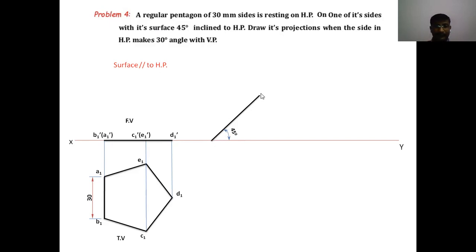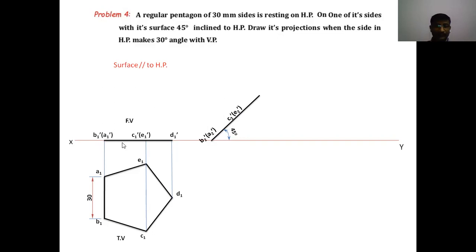Draw an inclined line at 45 degrees, where the length of the inclined line must be equal to the front view length. This length, from B1 dash of A1 dash to E1 dash, will be reproduced again in the second position. Okay, locate the corresponding points in the second stage: B2 dash of A2 dash, C2 dash of E2 dash, and D2 dash. Like that, you have to locate the points. This point is B2 dash of A2 dash. Without moving this point, we rotate this line at an angle of 45 degrees with XY. Therefore, the point B2 dash of A2 dash is on the XY line.